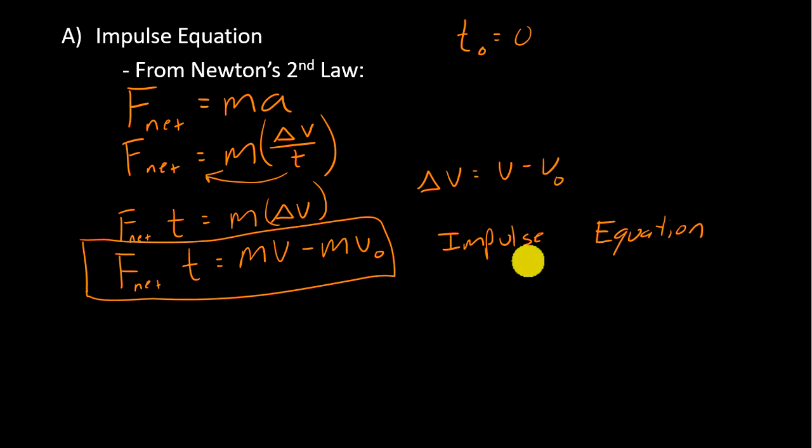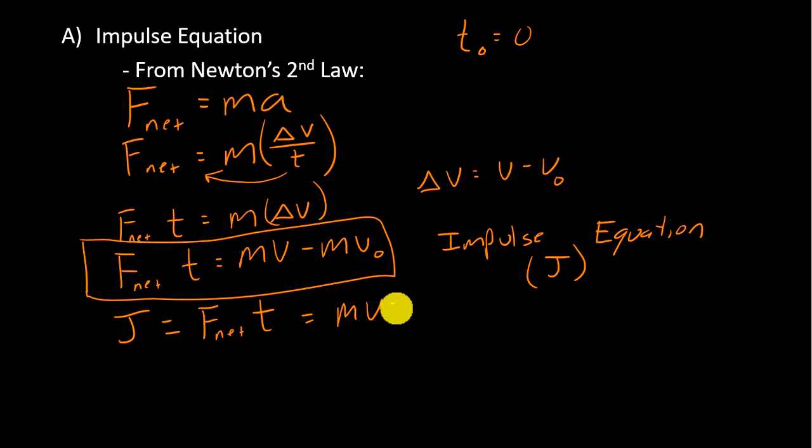Impulse by itself is abbreviated with the uppercase letter J. Normally, you're not going to use J in an equation, but if you define it, impulse is how much net force there is multiplied by time, and therefore it's also mv minus mv naught. So you're not really going to need this J. This is almost exclusively how we'll be using the impulse equation, which is stuff we've been using before: force, time, mass, and velocity. Okay, that's impulse.